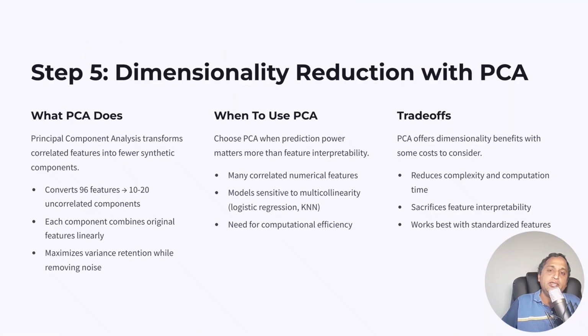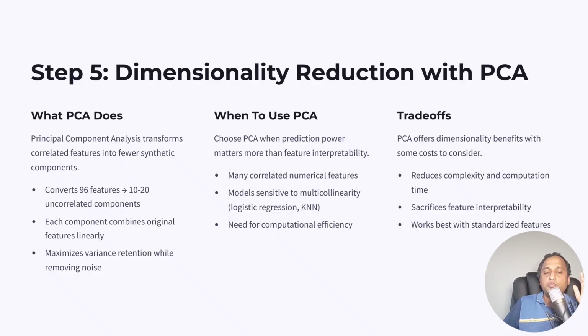There is another technique we can use in the feature reduction workflow, which is PCA, or principal component analysis. PCA is a powerful technique for reducing the number of features when you have many correlated numerical variables. What does PCA do? It transforms your original features into fewer synthetic variables called principal components. For example, it can take 96 original features and reduce them into 10 to 20 components that capture most of the information. These components are uncorrelated and are formed by combining original features in a linear way. The goal is to retain the most variance, the most signal, while removing the noise.